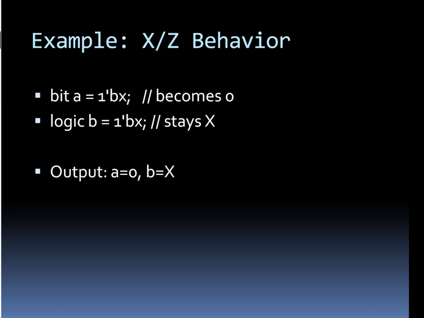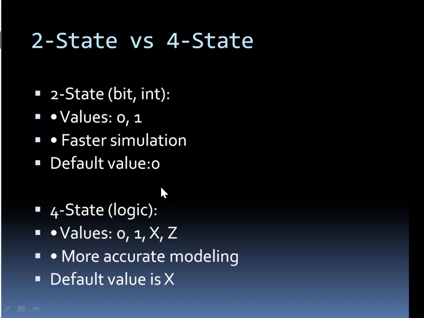Now let's move on. Suppose you have bit A equal to 1'bx. Then what value will you get? You will get the value 0, since it is 2-state. And again, if it is logic B equal to 1'bx, then the value of B will be equal to X. So the output will be A equal to 0 and B equal to X.